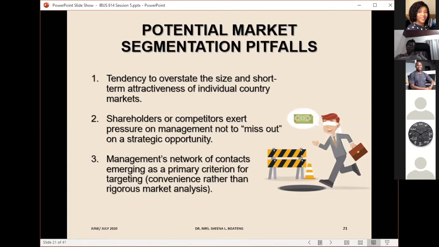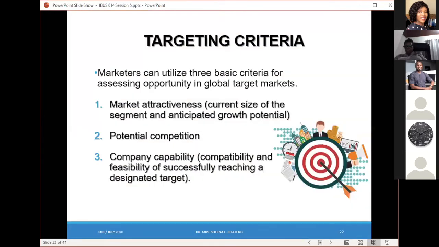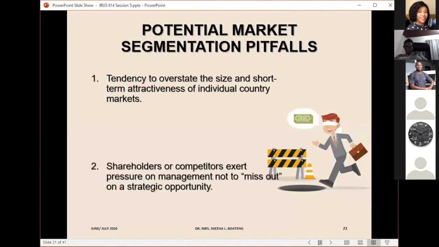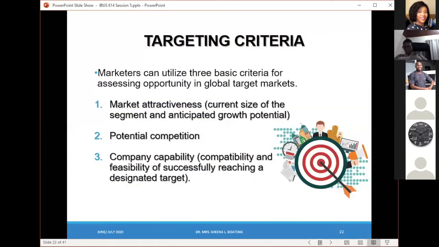So you can't just rely on sources that are convenient for you to find and think that that is what is going to give you the kind of information you need to take the gravity of decisions that you have to take. You need proper sources of information that are relevant and can be relied upon, more than convenient sources that may give you information that is not the true picture of the situation on the ground. So these are some pitfalls of segmentation that we need to look out for when we are assessing market potential.